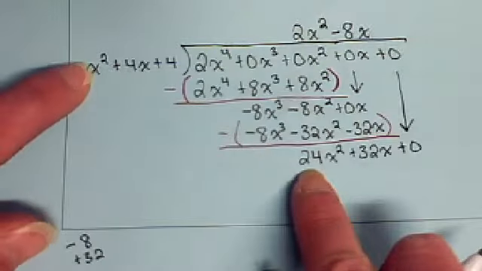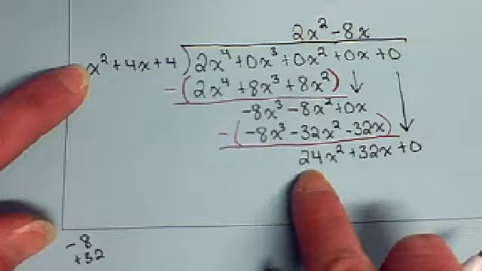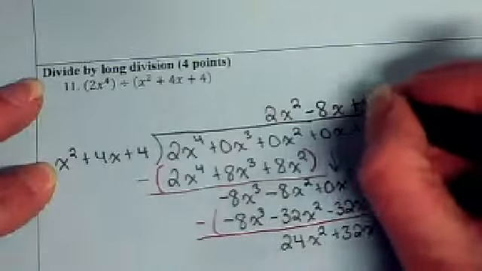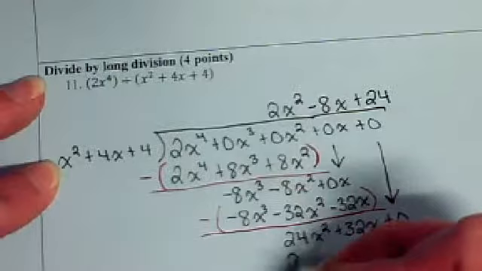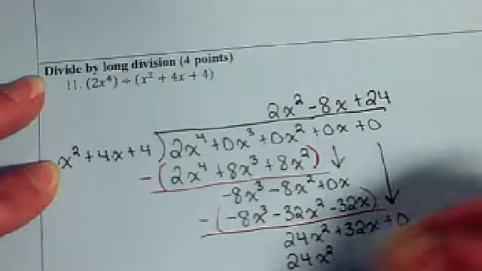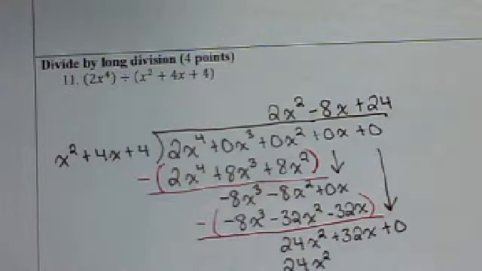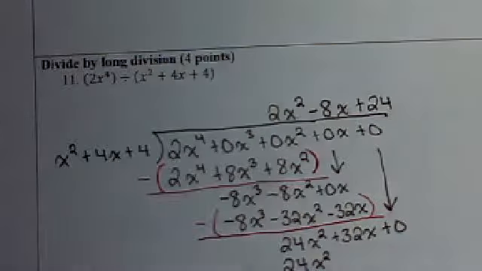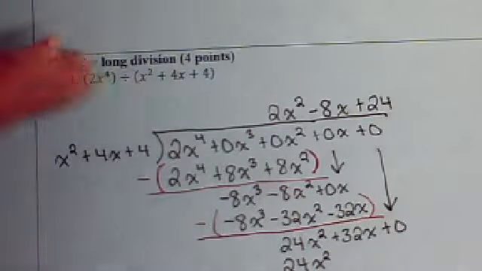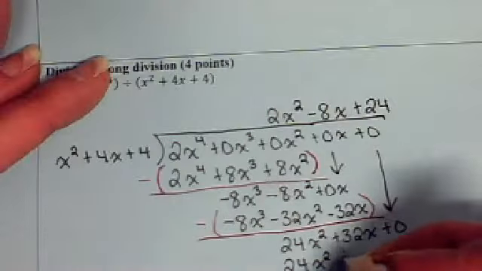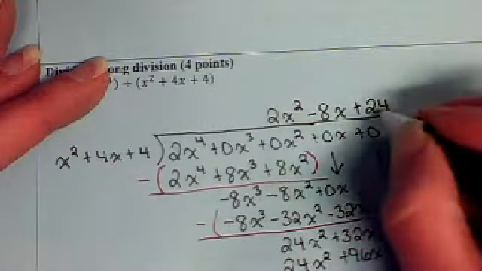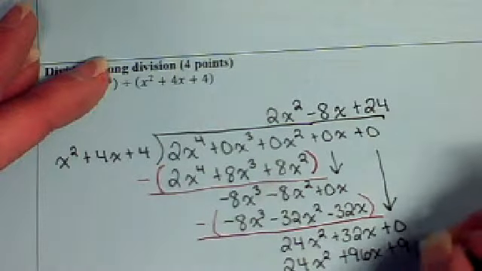What do I need to multiply x squared by to get 24x squared? Well, that would be a 24. 24 times 4x. Now, I'm even going to be lazy. I don't know that off the top of my head. 24 times 4 is 96. And then 24 times 4 is 96.